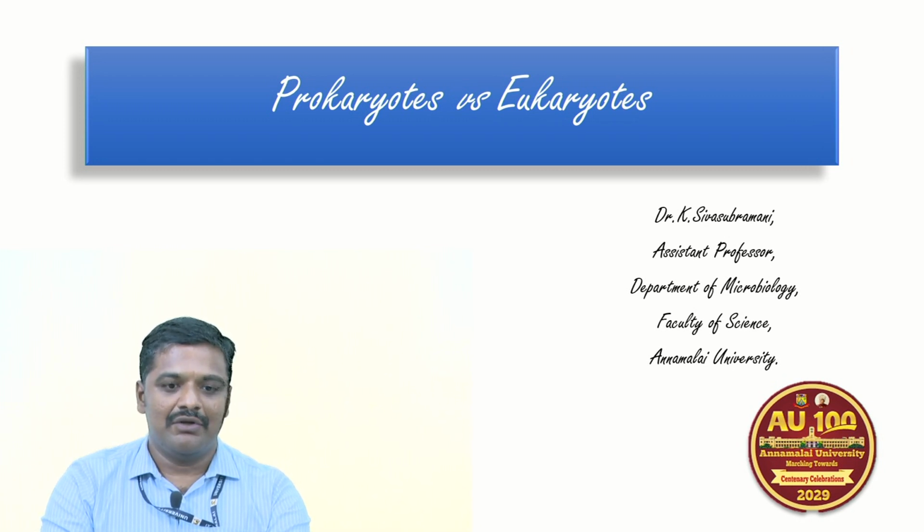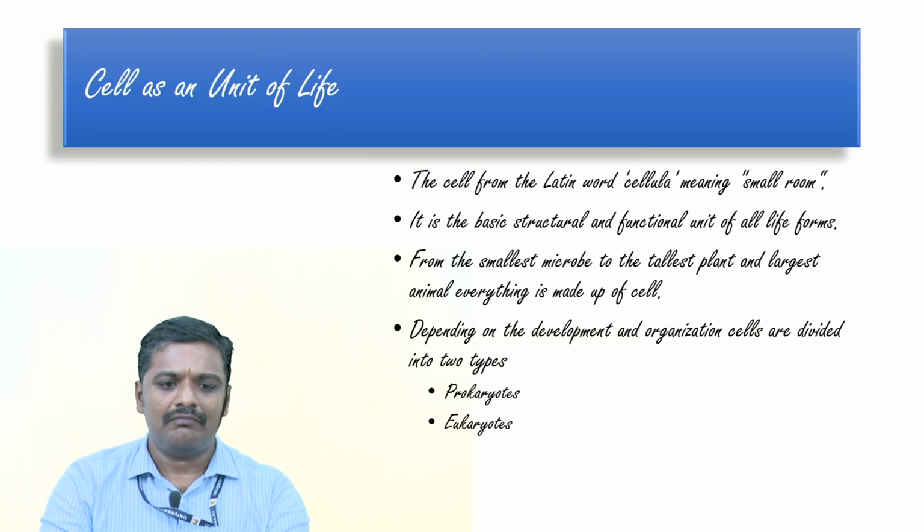In today's class, we are going to see the difference between the prokaryotes and the eukaryotes. Usually, when we think about life, all the living things are made up of cells. The word cell is derived from cellula, from Latin, which means small room. Whether it's a very big organism or a small single-celled microorganism, or a large plant or a large animal, it is made up of cells.